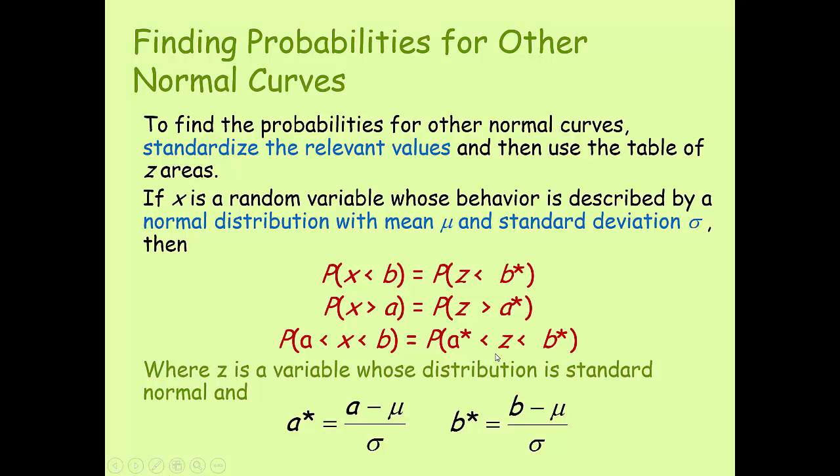I don't want to carry around a table with a mean of 14. I don't want to carry around a table with a mean of 300. I don't want to carry around a table with a mean of negative 5. So in other words, if I can standardize my mean to 0 and my standard deviation to 1, all I need is that one z-score table.